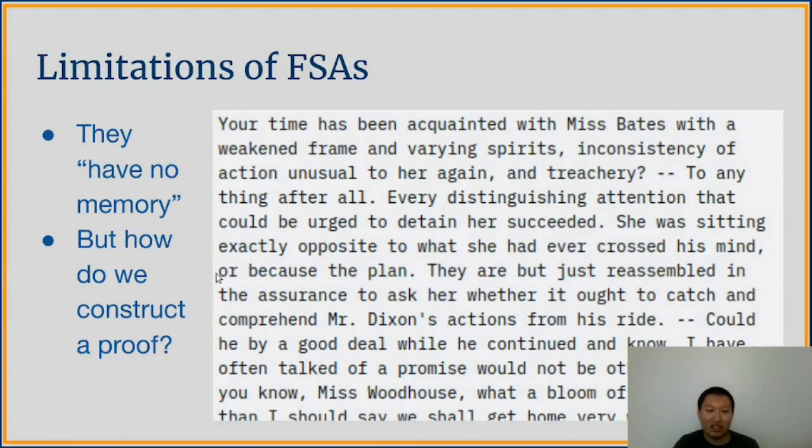How do we construct a proof of this fact? How can we make sure that English is not a regular language? Maybe we think that English is probably not a regular language because it has this sort of memory built inside its grammar. But how can we prove this?